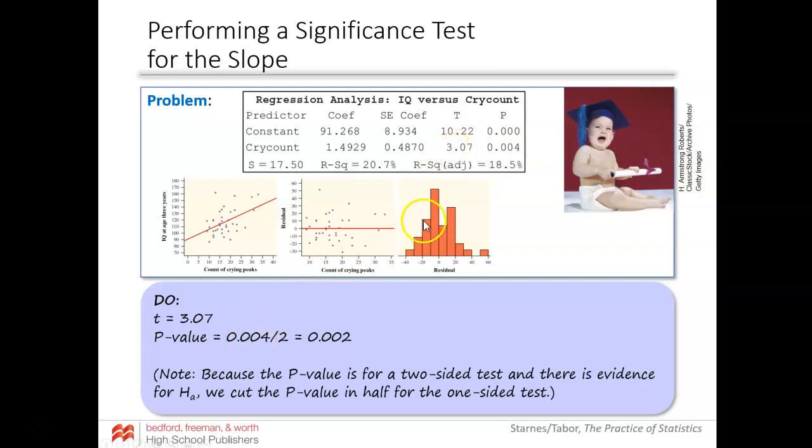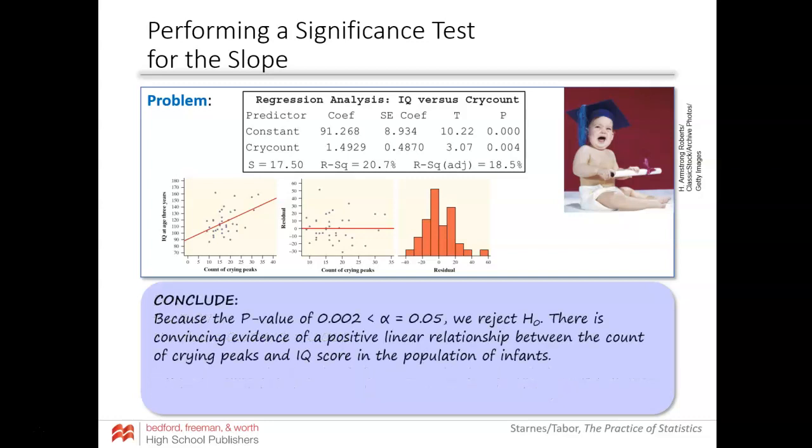The p-value, now this is where it gets a little tricky. This p-value that's on your computer output always assumes you have a two-tailed significance test. So if you only have a one-sided significance test, you have to cut it in half. So the p-value is not 0.004 for this particular one, because remember it was a greater than 0 alternative hypothesis. So you need to divide it by 2. So the real p-value is 0.002. So here's our conclusion. 0.002, our p-value, is less than alpha of 0.05, so we reject the null hypothesis.